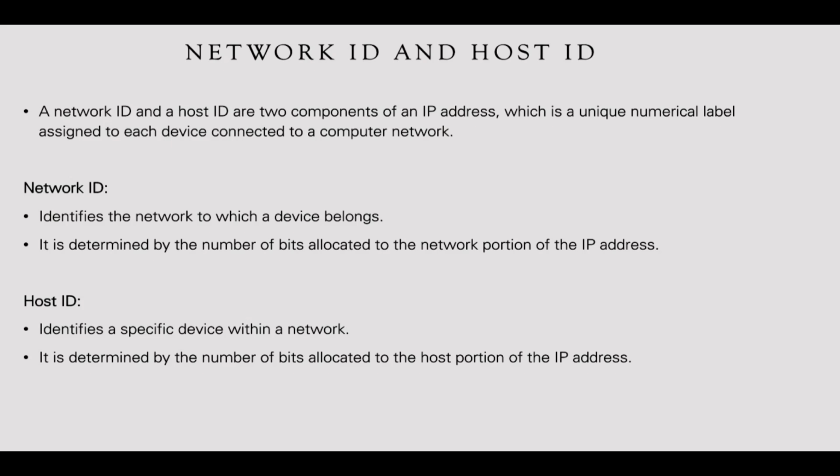Network ID and host ID. A network ID and a host ID are 2 components of an IP address, which is a unique numerical label assigned to each device connected to a computer network. Network ID identifies the network to which a device belongs. It is determined by the number of bits allocated to the network portion of the IP address. Host ID identifies a specific device within a network. It is determined by the number of bits allocated to the host portion of the IP address.